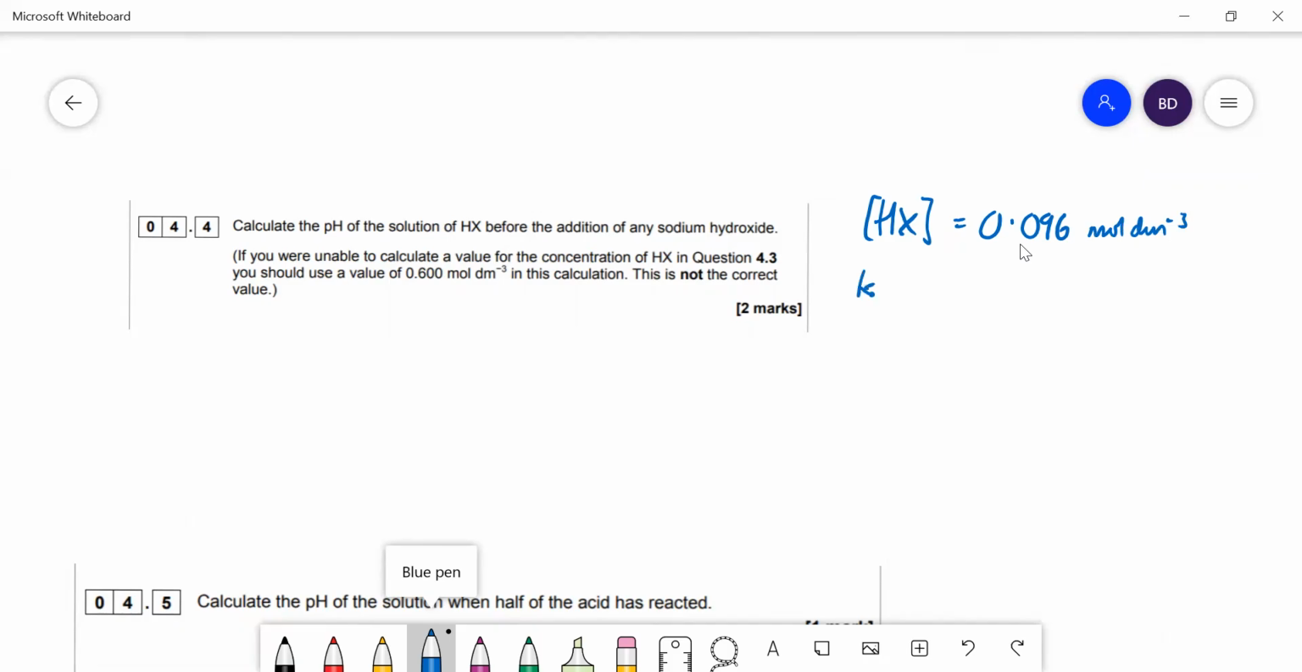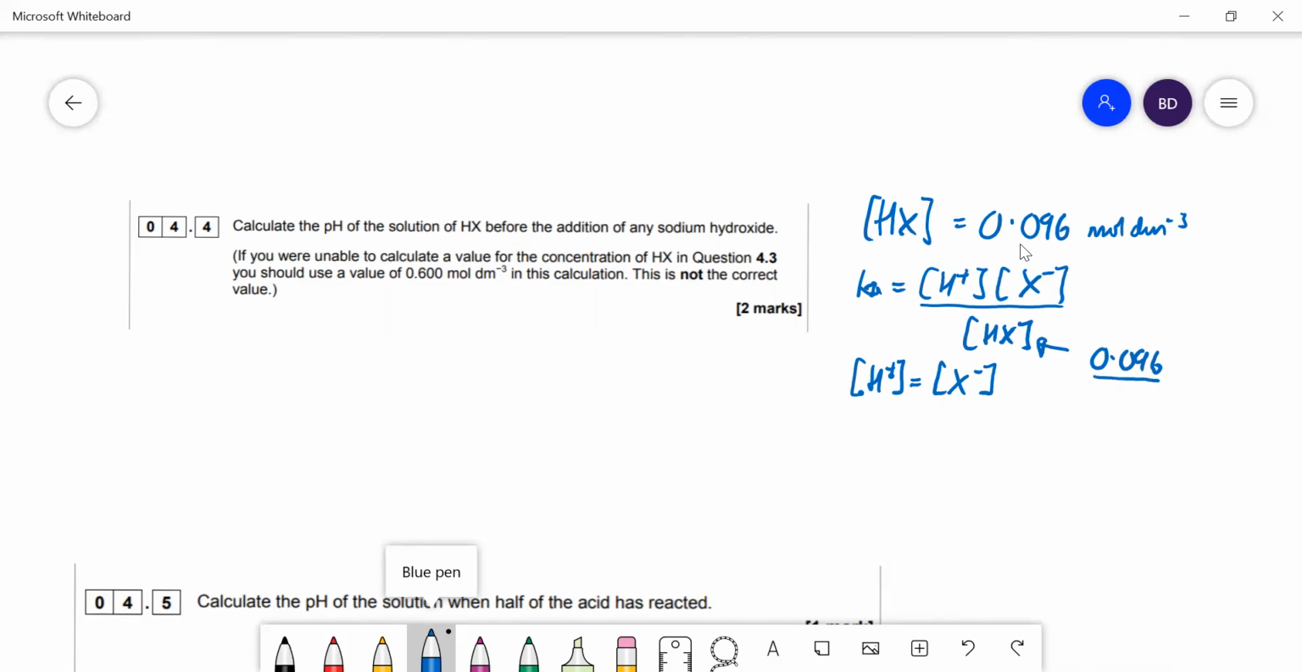Well, we're going to use Ka is equal to H plus, its conjugate base, X minus, over HX concentration. Because we haven't added anything to this weak acid, we can presume the H plus concentration is equal to the X minus concentration. Also, because it's a weak acid, HX really is not going to be 0.096. It's going to be a tiny bit less than that, but how much of it actually dissociates? Not much at all, because it's a weak acid, so that's an okay approximation to make.